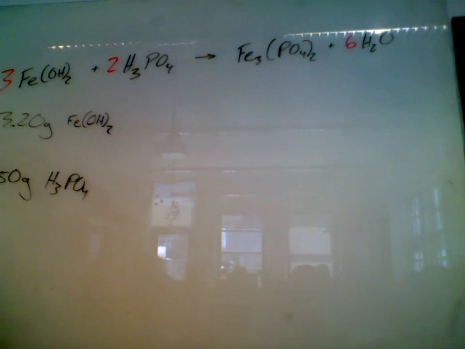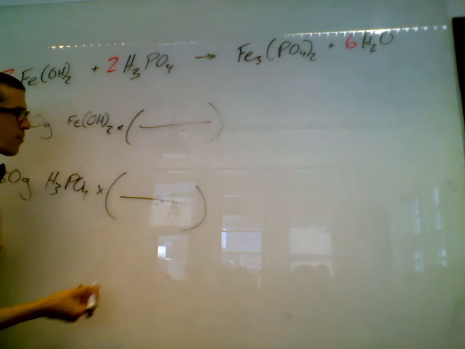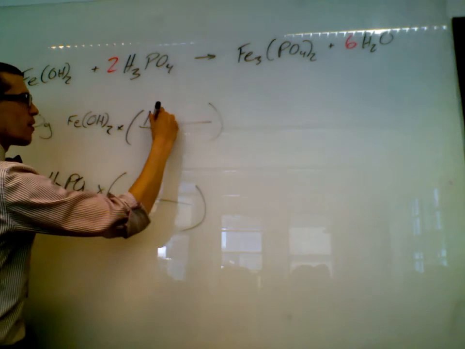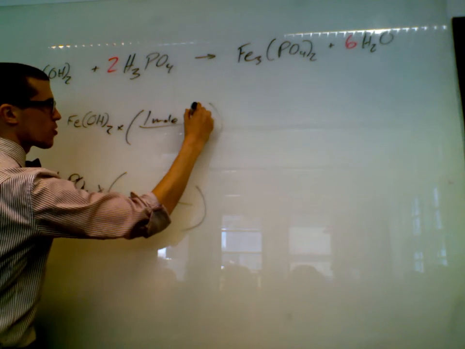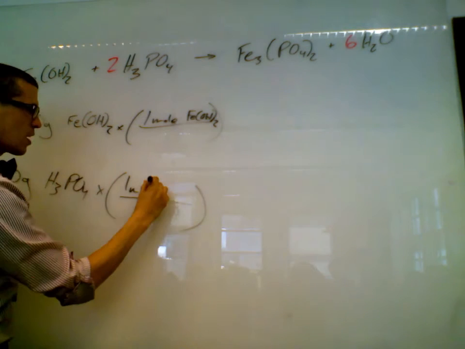Right? So the first step is to go into the moles. So let's change these into moles, both of them. Let's turn this one into moles. Let's do them at the same time. Might as well. So 1 mole of the FeOH, I'm just going to write these out first. And then we're going to have 1 mole of the H3PO4.